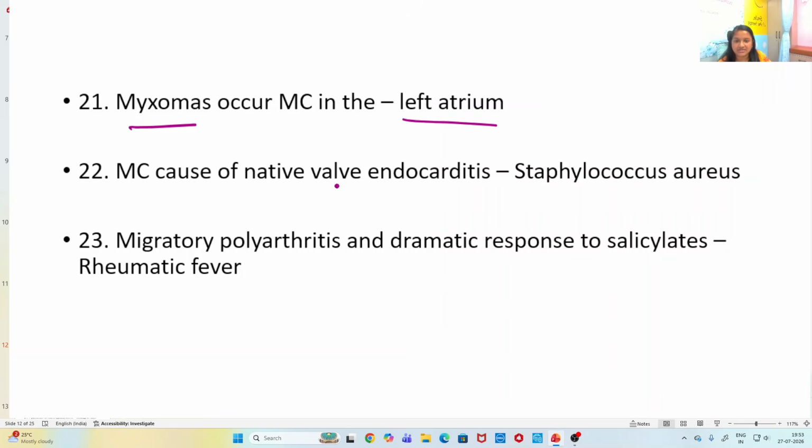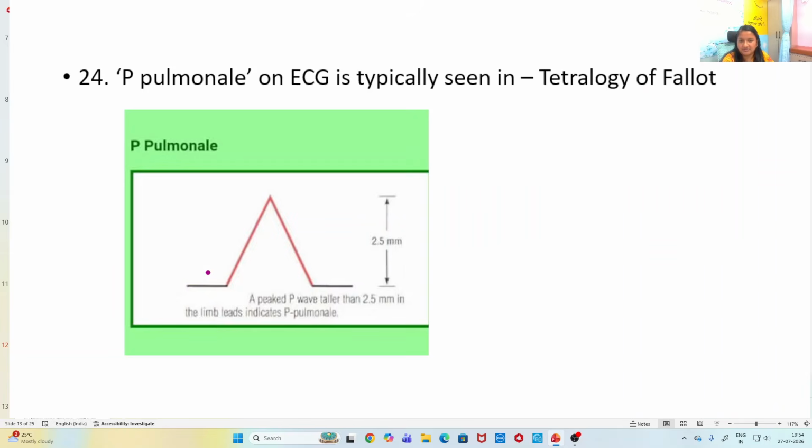The most common cause of native valve endocarditis is Staphylococcus aureus. Migratory polyarthritis that shows dramatic response to salicylates is seen in rheumatic fever.